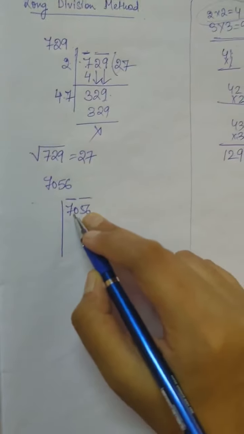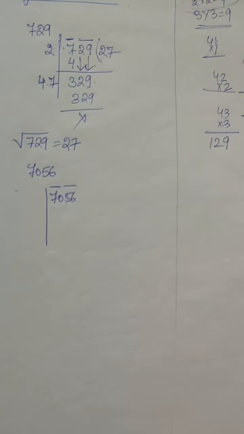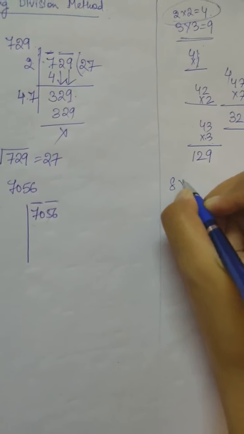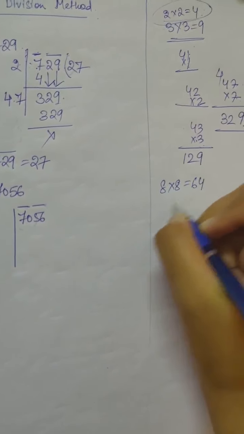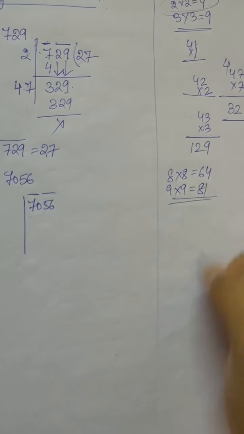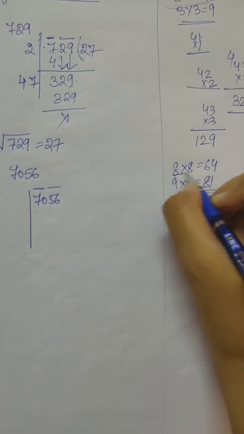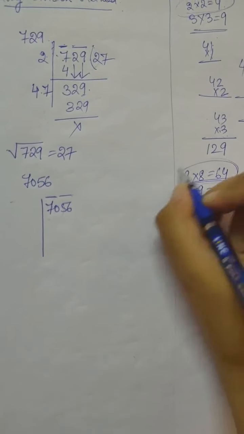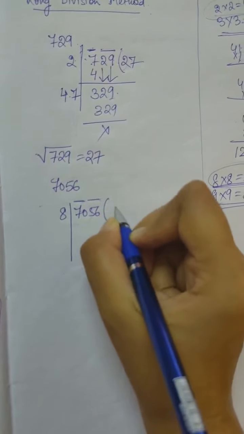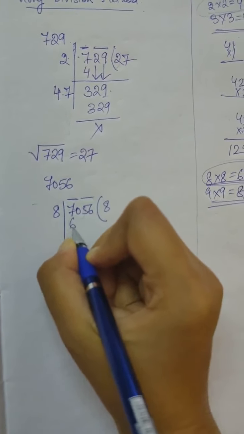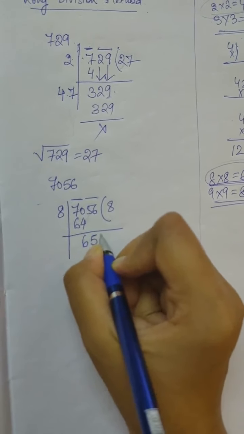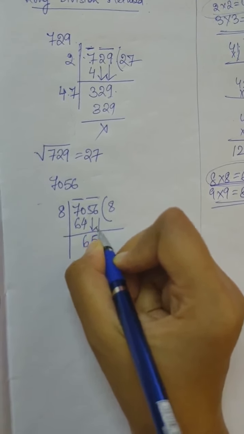So for getting 70 we have to see which number's square is very near to 70. So see, we already know that 8 and 8 gives us 64 and 9 and 9 gives us 81. So 81 is greater than 70, but 64 is less than 70, so we can take the number 8. 8 multiplied with 8 gives us 64. So the remainder will be 6 and this 56 will come down together.